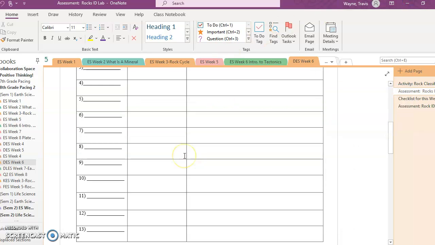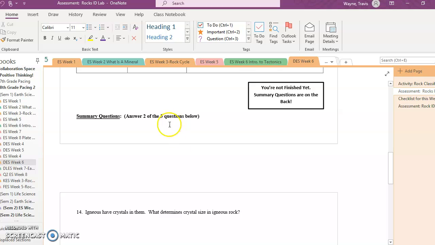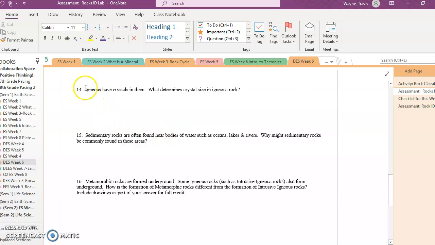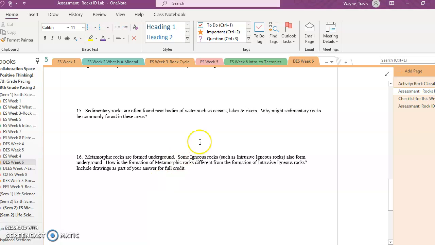So that is the first part of your Rock ID lab. The second part is you need to answer 2 of the 3 questions. So you need to answer number 14, number 15, or number 16. You only need to answer 2 of those 3. So that's taking a look at the rock identification lab.